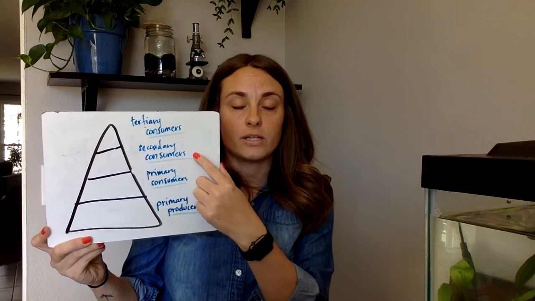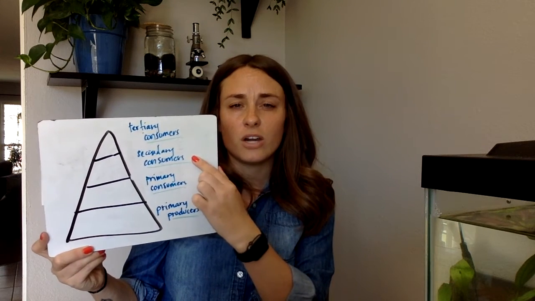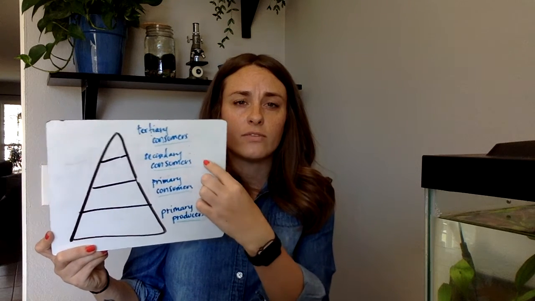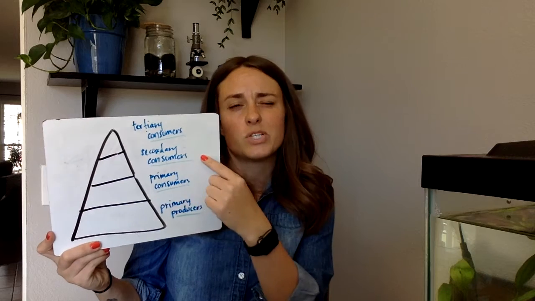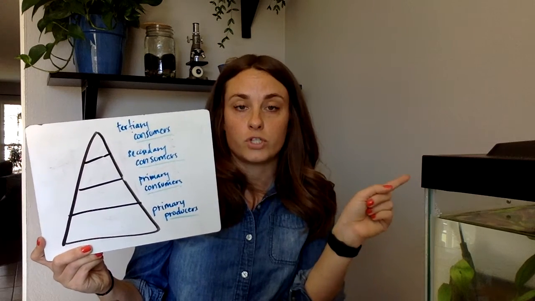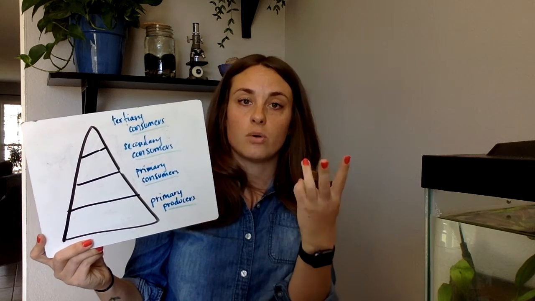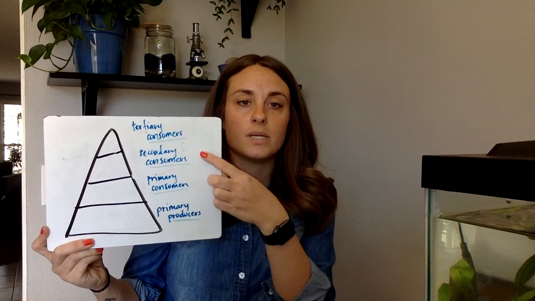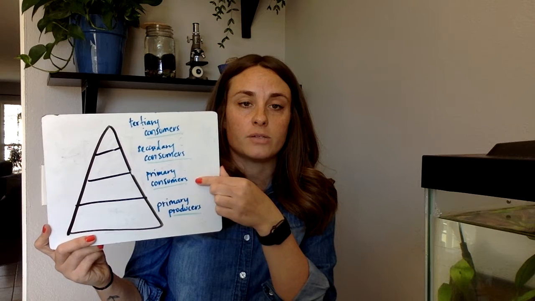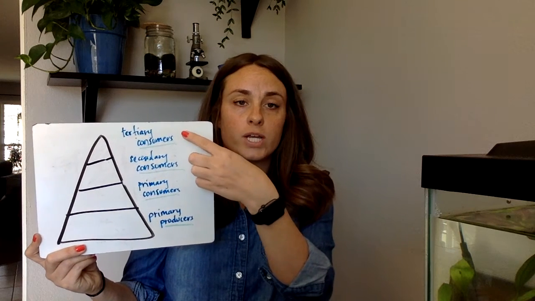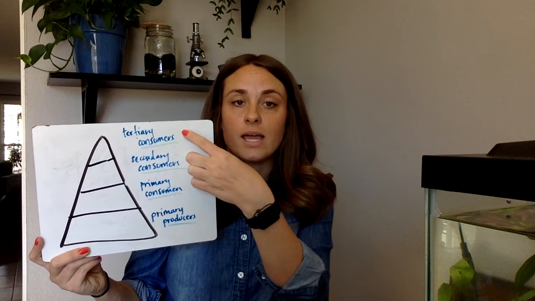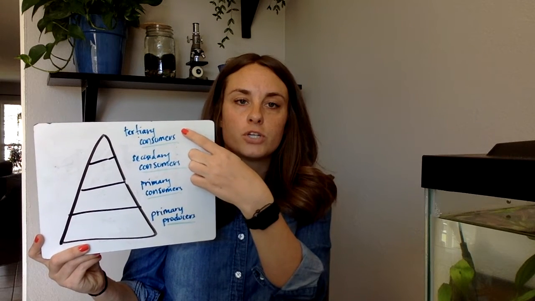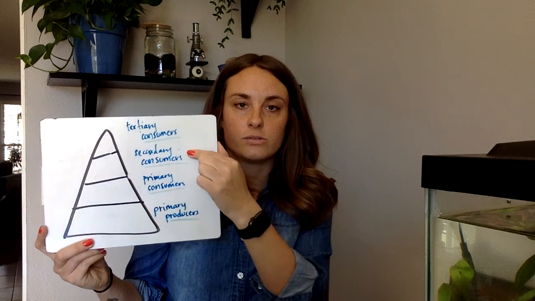Then we have secondary consumers. In our ecosystem, we don't really have 4 levels when we're talking about the Serengeti, when we're talking about this specific food chain of lions, buffalo, and the grass that the buffalo eat. So secondary consumers eat primary consumers, and then some food chains end with tertiary consumers. Tertiary consumers eat secondary consumers.